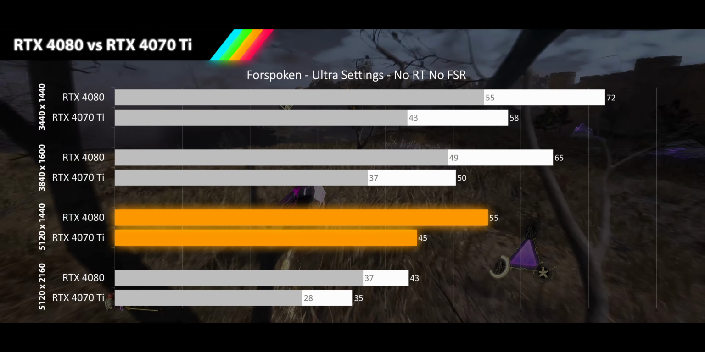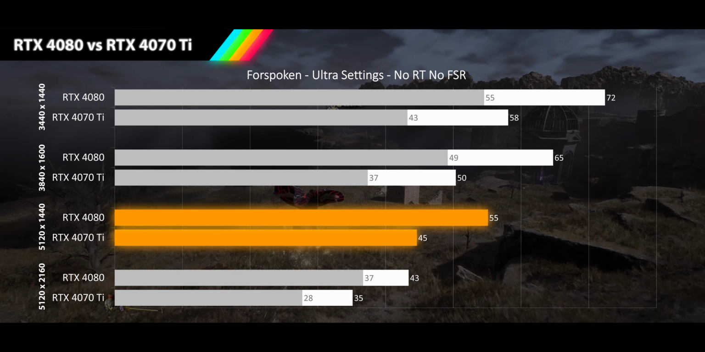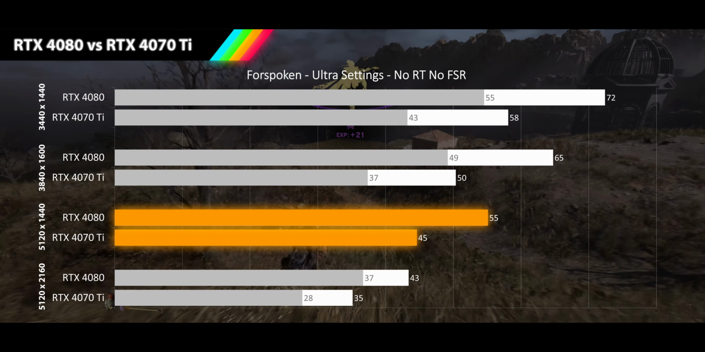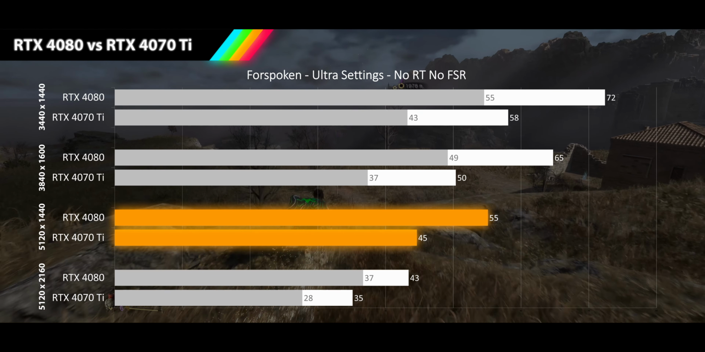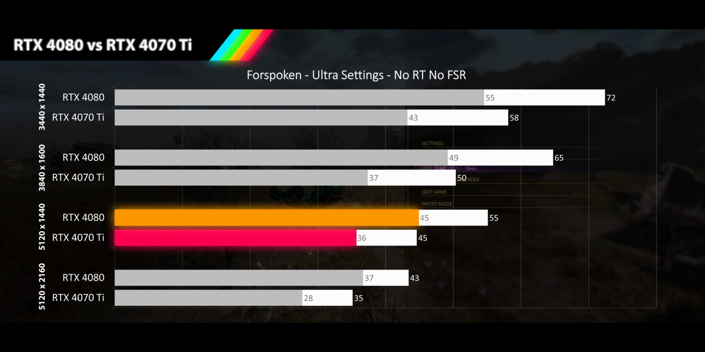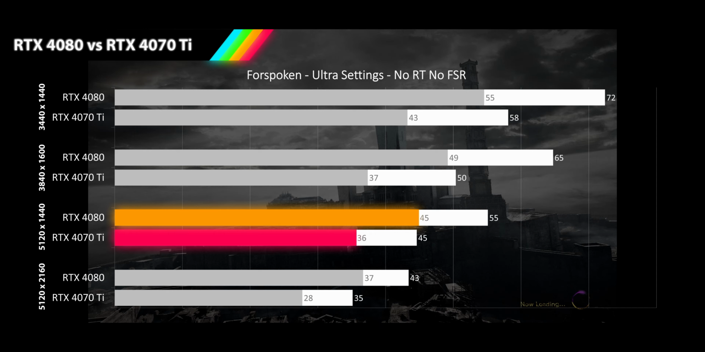Moving to our super ultrawide resolution, we see the 4080 fall into unacceptable territory with a 55 FPS average, 24% ahead of the 4070 Ti's average of 45 FPS. The 4080 is still in acceptable range with a 26% faster 1% low. We see the 4070 Ti's VRAM start to hit its limit with a slight reduction in texture quality at this resolution.